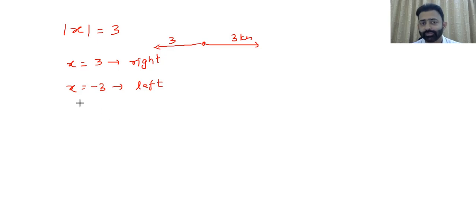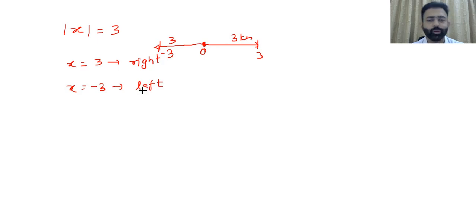Okay, if x is -3, then again its magnitude will be 3. It is just the representation. So this mod x equal to 3 represents your distance from the starting position. In this case, the starting position is 0, the origin. So mod x equal to 3 is the distance from the origin. And what is the distance? It is 3. So either I am moving towards right, so I arrive at 3, or I am moving towards left, then I will arrive at -3.